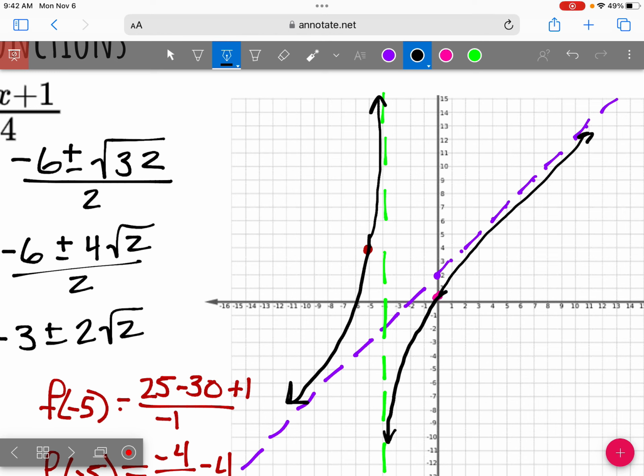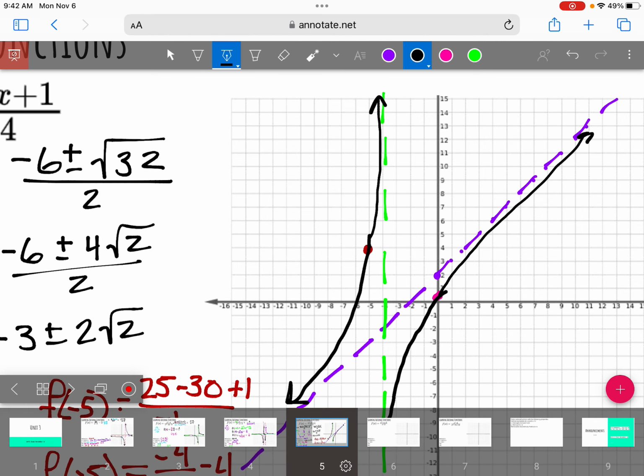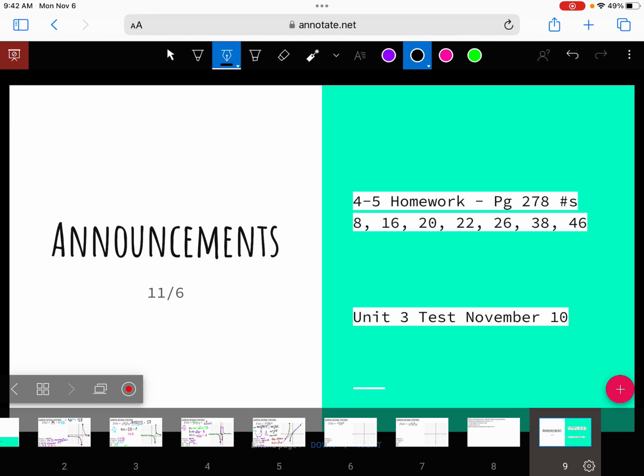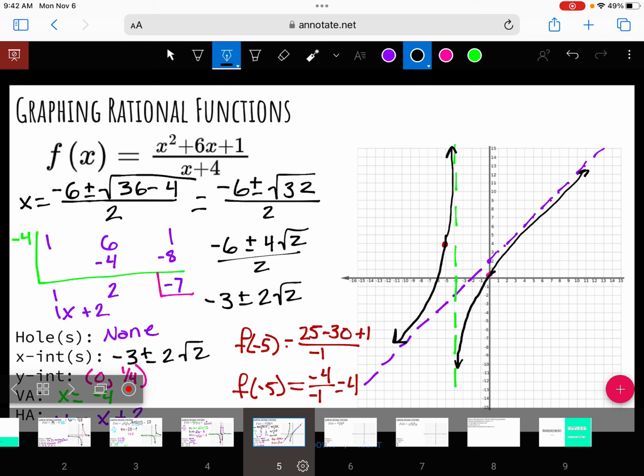Yes, dear. X was -5. Y was +4. Yes. So it gave us the point -5, 4 as a point. Okay? So, yep. Just putting it up because y'all get super cranky if I don't.